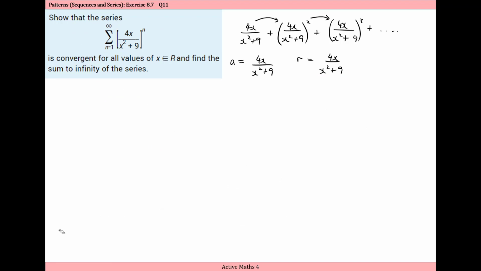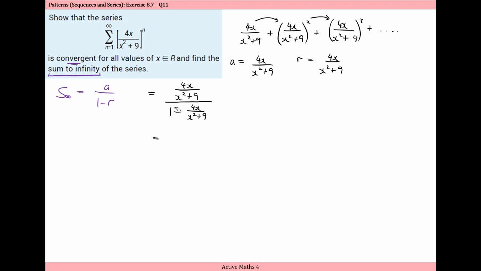Okay, so now we're going to try and find the sum to infinity of the series. Because it's convergent, it has a sum to infinity. The formula for sum to infinity is that S infinity equals a, the first term, over 1 minus r, the common ratio. And so this is just going to be algebra to find this sum to infinity. So I'm going to sub in a first of all, which is 4x over x squared plus 9, and on the bottom, I have 1 minus r, where r is also 4x over x squared plus 9.